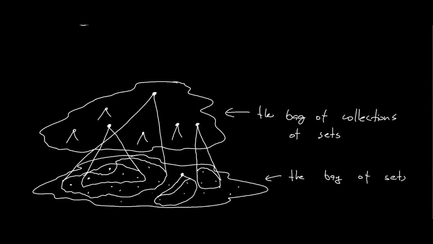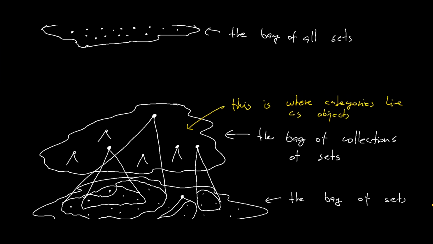Now, remember that categories live in this world. The way we define categories, they live in this world. This is where categories live as objects. So if we now take all possible categories, this will be going one layer higher.